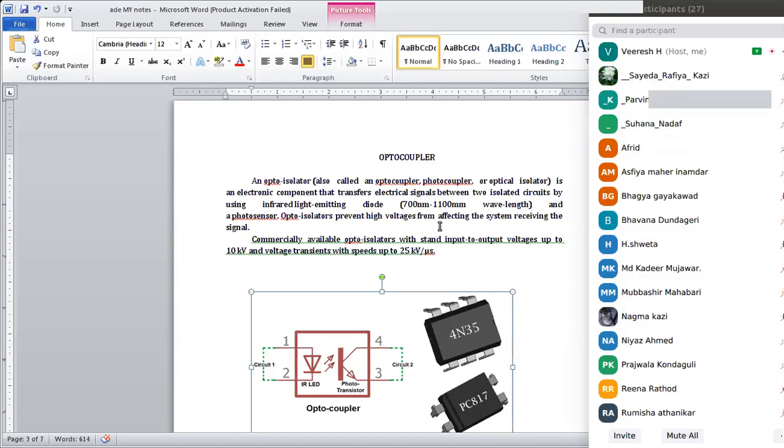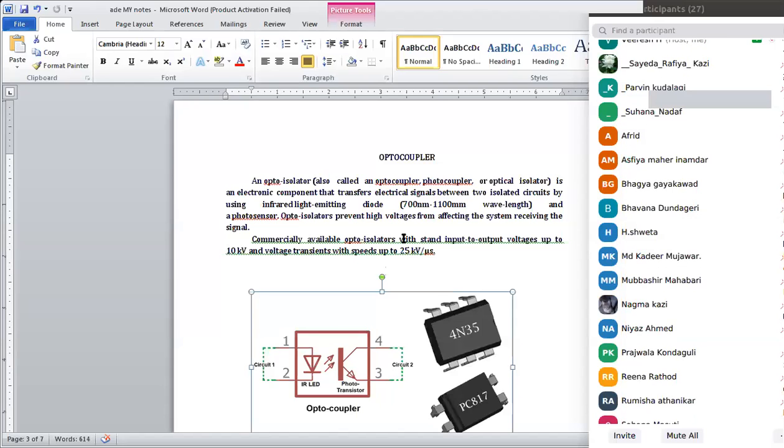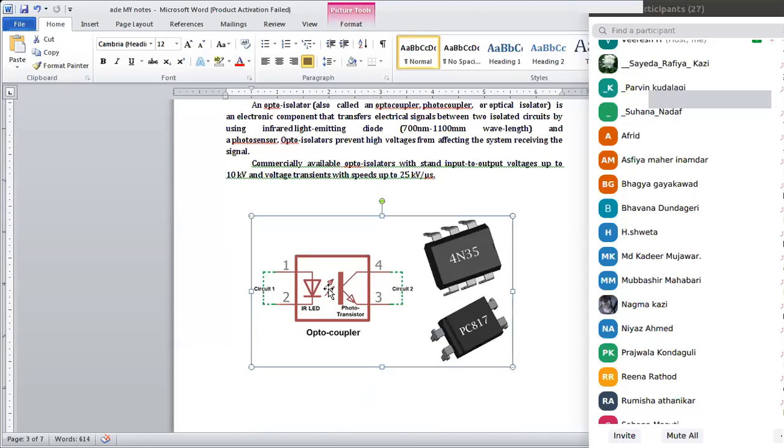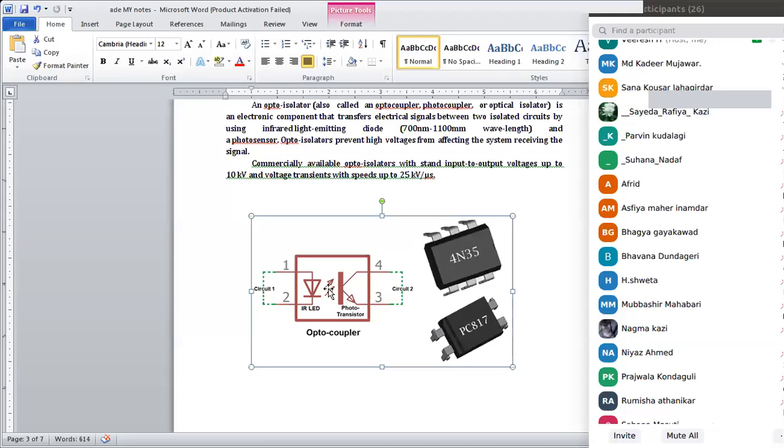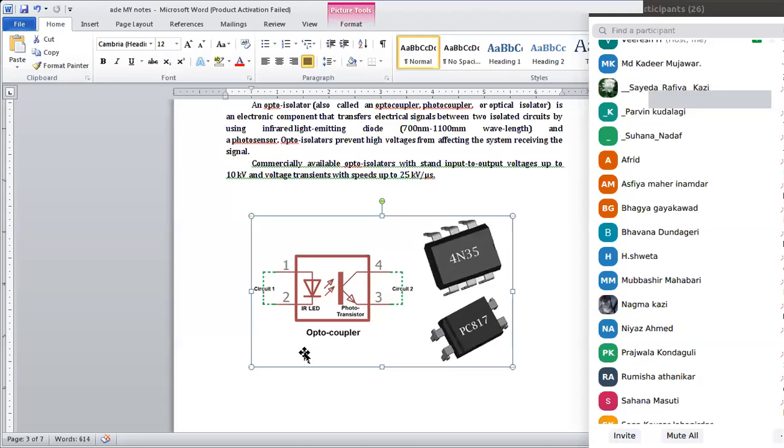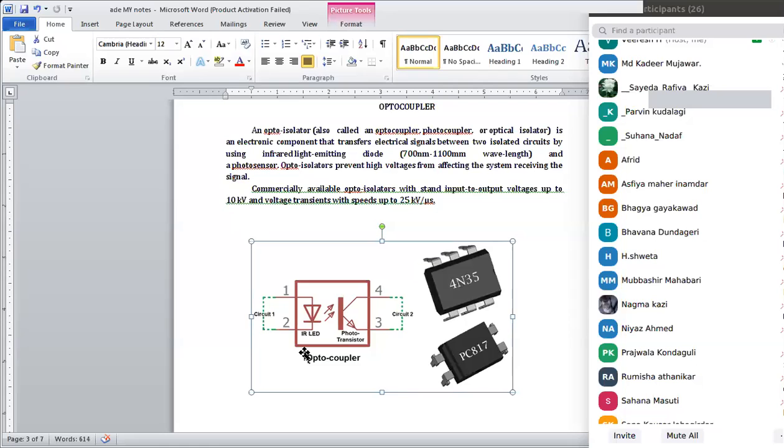Sayed, I think someone asked to repeat this optocoupler. Have you understood? Yes, sir. Okay, the person who has asked, is that clear? Yes, sir. Okay, fine. How does it work, sir? Sorry, how does it work, sir?